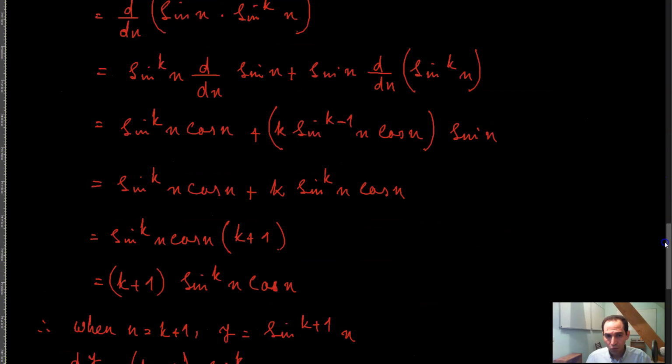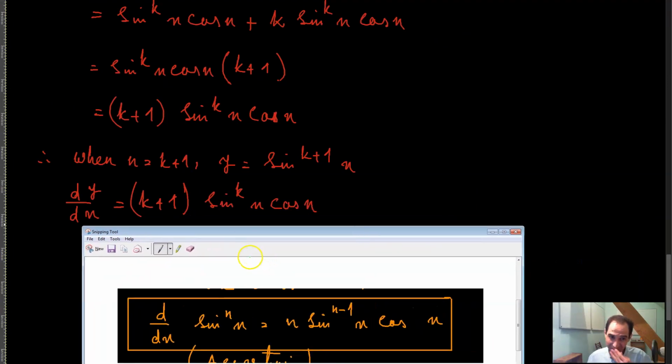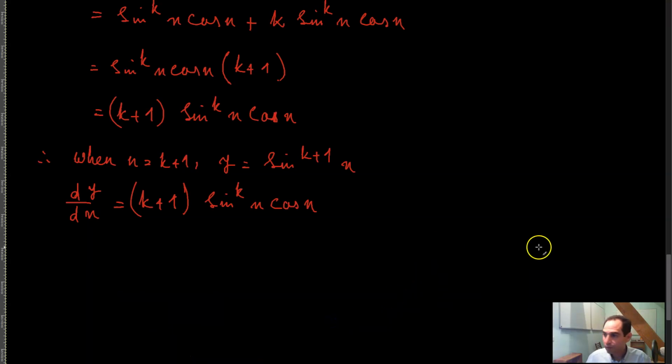Our assumption was this. In this assumption, if you put n equal to k plus 1, this becomes d by dx of sine raised to the power k plus 1 of x, which is this part over here, equal to n, which is k plus 1, times sine raised to the power n minus 1, which is k plus 1 minus 1. K plus 1 minus 1 would be k, times cos x. So it checks, meaning that P of k plus 1 is true.